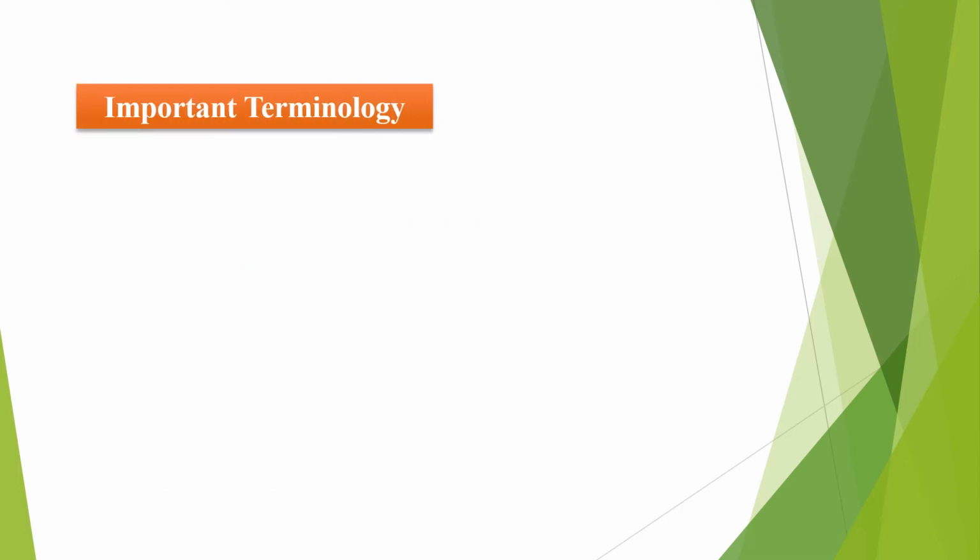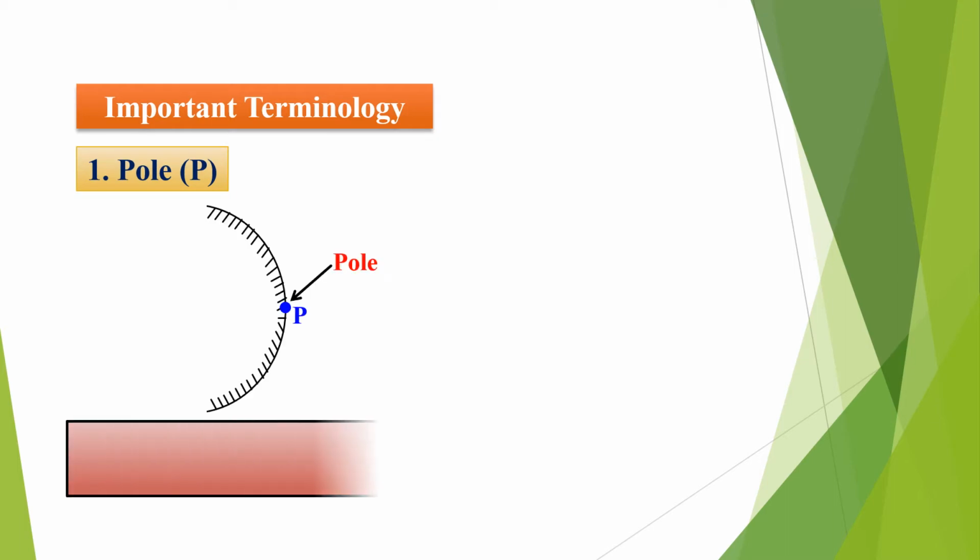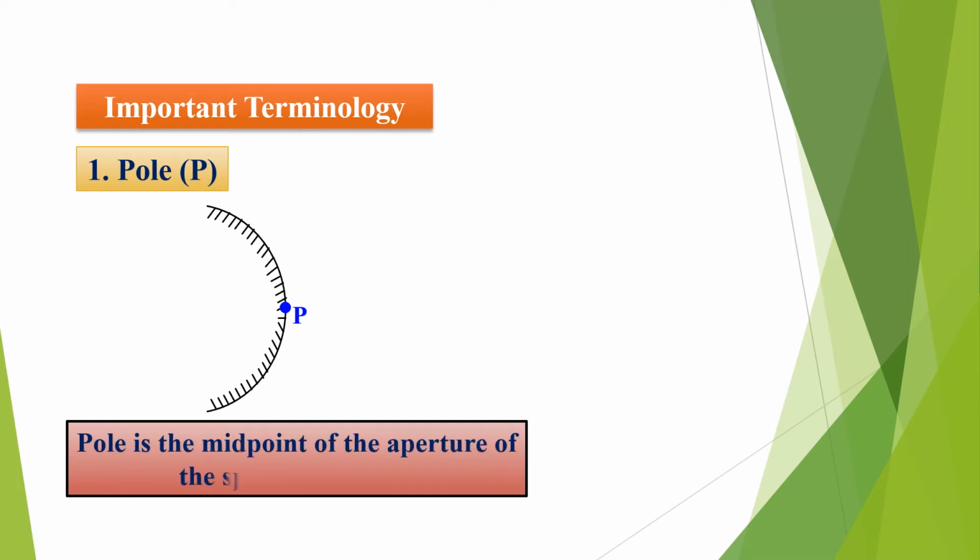Important terminologies we are using here. So pole: for a spherical mirror, the pole is nothing but the center of the mirror. It is the midpoint of the aperture of the spherical mirror.